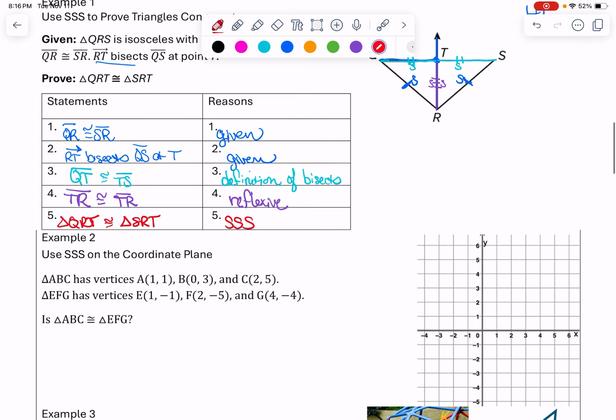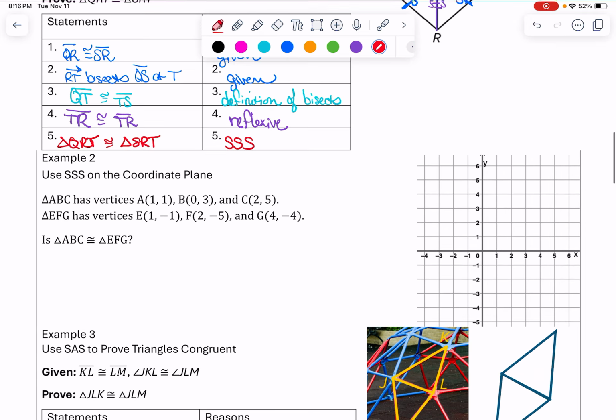The second example says we'd like to be able to use side-side-side on a coordinate plane. So we have a triangle ABC with vertices at (1, 1), (0, 3), and (2, 5). We'll connect the dots, and we have a triangle.